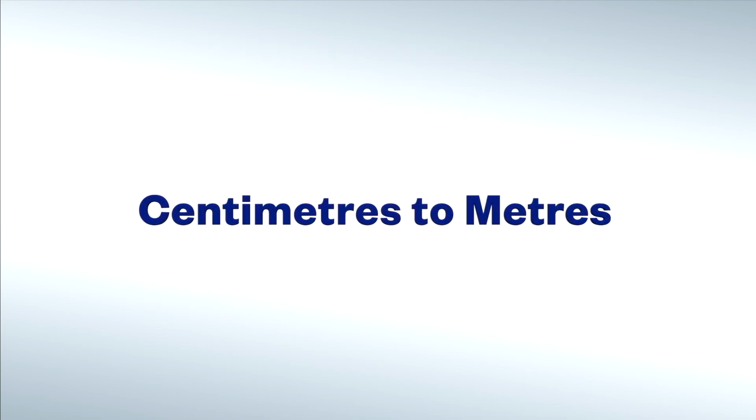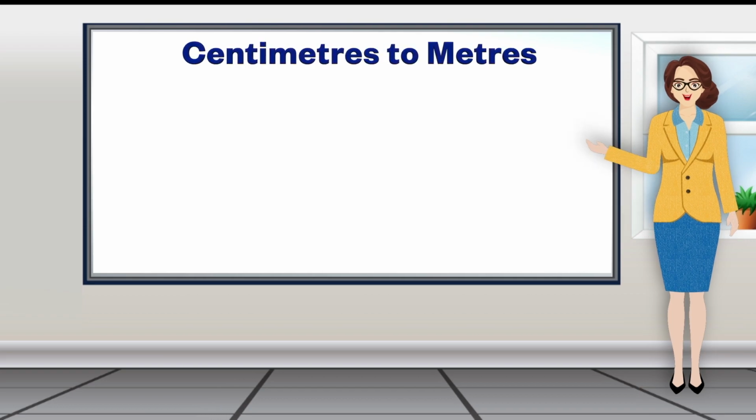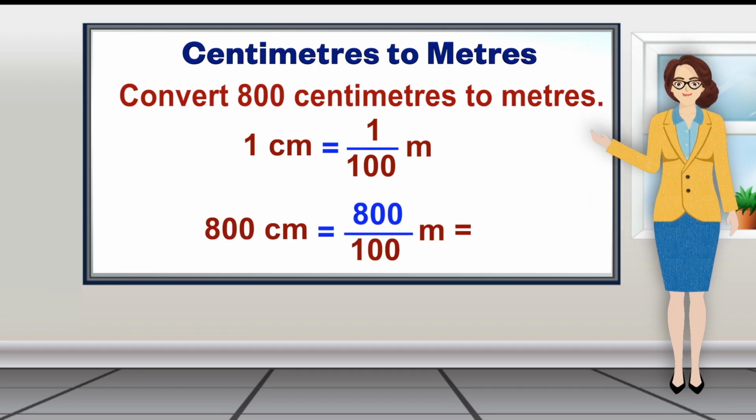Centimeters to meters. Let's convert centimeters to meters. Example: convert 800 centimeters to meters. 1 centimeter is equal to 1 by 100 meters. 800 divided by 100 is equal to 8 meters.